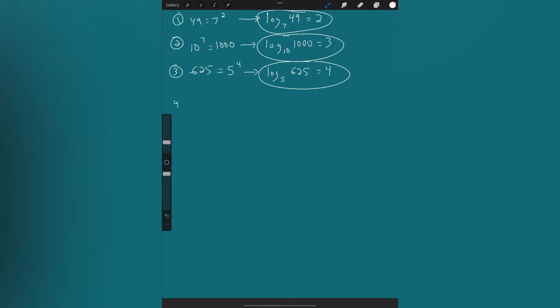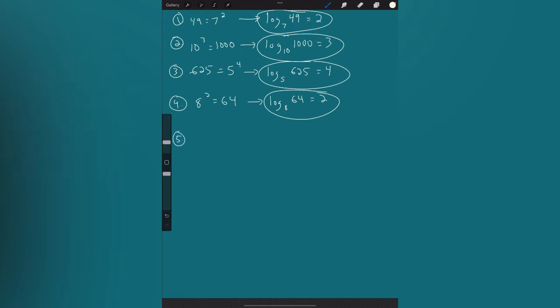Number 4, like I said, we got to practice. The more you do it, the better you'll get at it. Say 8 squared is equal to 64. I know that's true. But let's go ahead and write it in logarithmic form. So I can say log 8 of 64 equals what? Equals 2. 8 squared equals 64. 8 to the power of what equals 64? 8 to the second power. And there you go. And that's number 4.